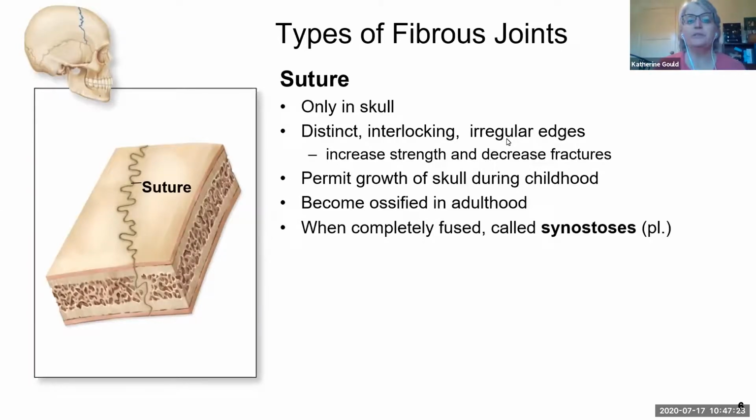All right, so the types of fibrous joints, the sutures are the most obvious ones. With these distinct interlocking edges, where obviously the skull can grow through childhood. These do become ossified in adulthood and fuse up. And when they are completely fused, they are called synostoses. That means the two bones have completely fused together and there's no connective tissue in there anymore.